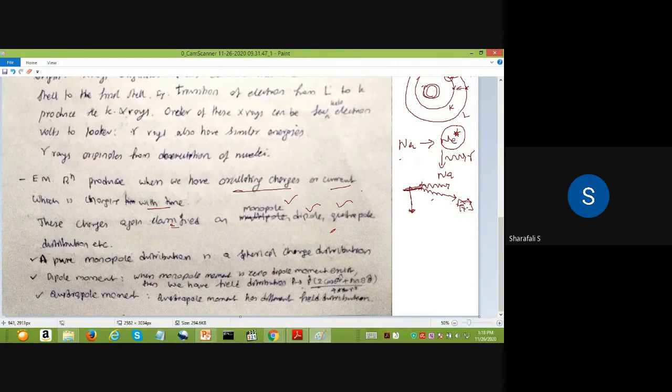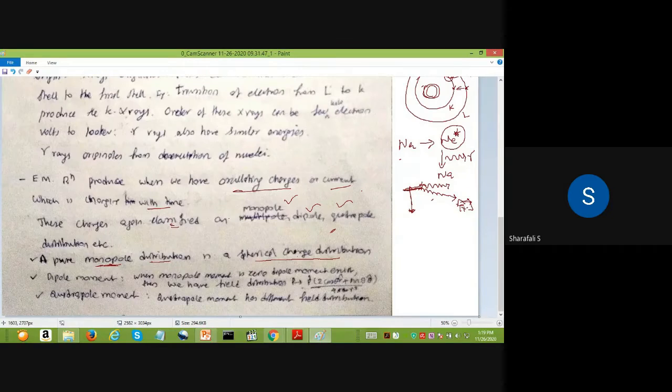If you consider a pure monopole condition, that is nothing but a spherical charge distribution. If you consider a sphere and look at it from very far, you can say that it is a monopole. It does not mean that it is a single charge, but it is a charge distribution confined in a particular region, which you see as a monopole from very far.